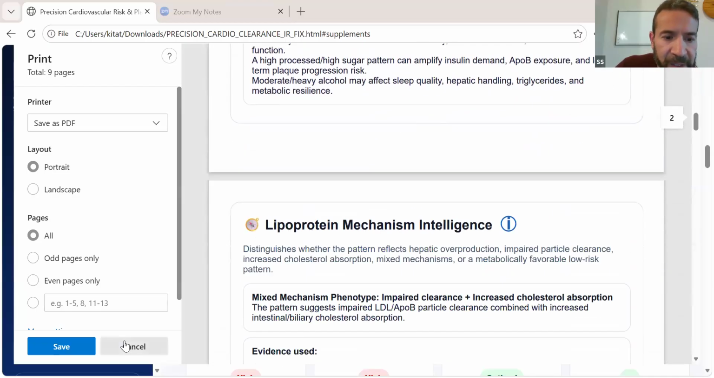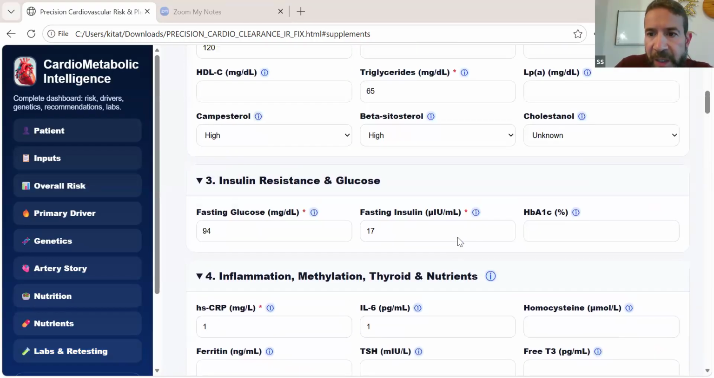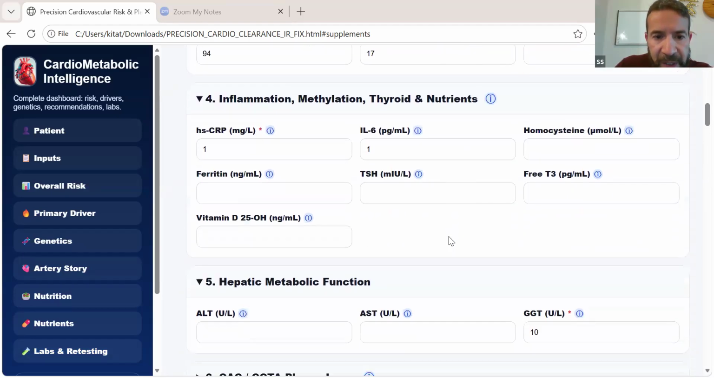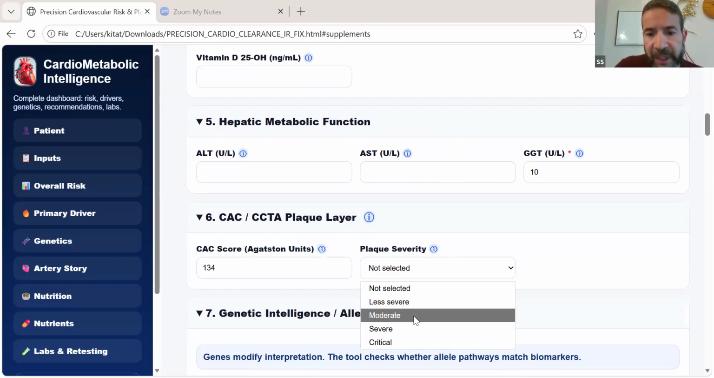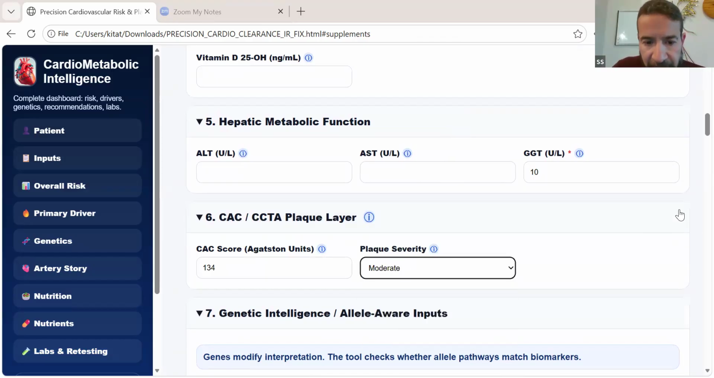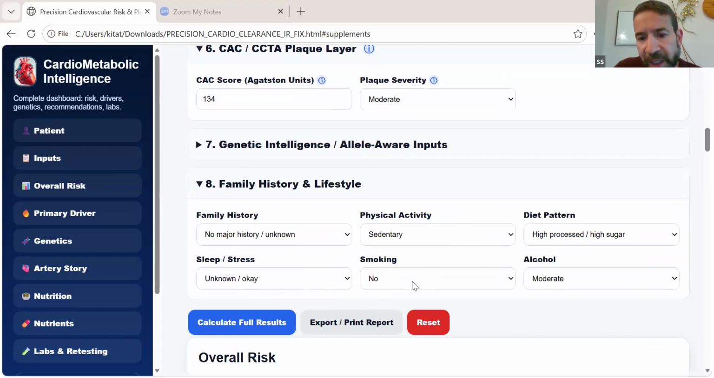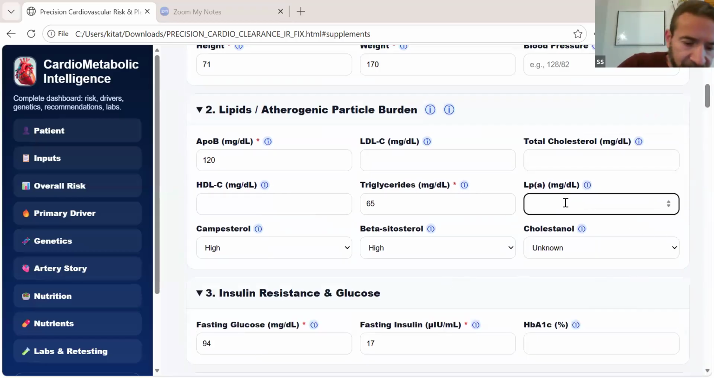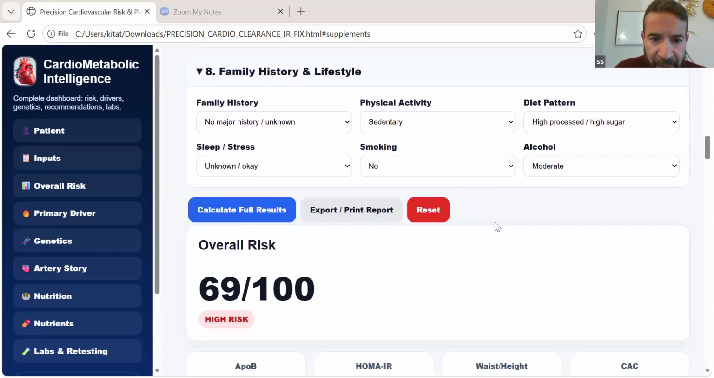All right, so let's do something else now. Let's keep this case, and let's say this person, for example, did a CAC test, and his CAC came up 134, and plaque severity via CCTA was moderate. And let's also give it some genetic components. Let's say he did Lp(a), and it came up high. Let's just do that for now and see what it does.